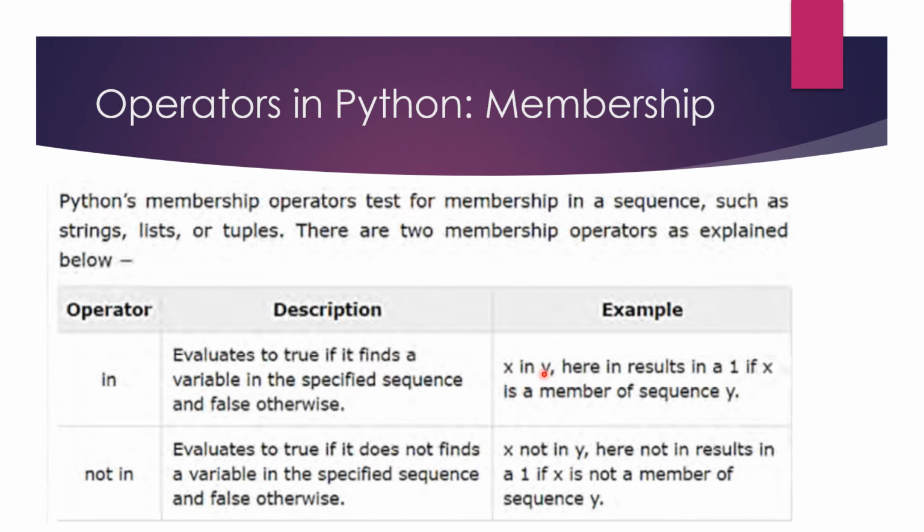Example, you can see x in y. Here it results in true if x is a member of sequence y. And if we use not in, it evaluates to true if it does not find a variable in the specified sequence, and false otherwise. It is the opposite, both are opposite. If it does not find it, then it will result as true, and if it finds it, it will give false. These are the examples, you can read them.